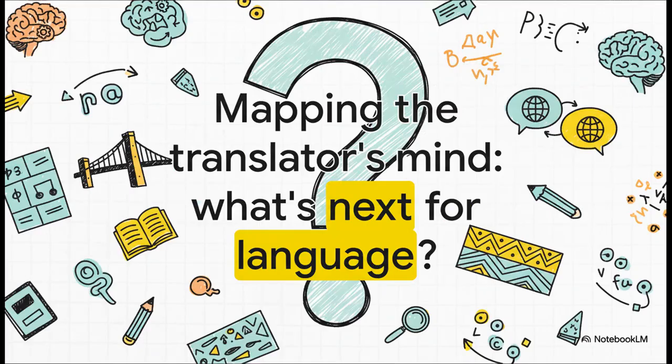And that leaves us with one last really big thought to chew on. We're getting better and better at mapping the incredible complexity of the translator's mind. So what does that mean for the future? For artificial intelligence, for machine learning, and maybe for the future of language itself?